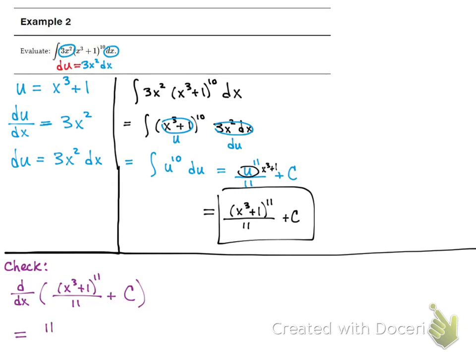First of all, we take the derivative of the outside function, which will give us 11 as a coefficient, but we still have the 11 we're dividing by, times x cubed plus 1 to the 10th power, times the derivative of the inside function, which would just be 3x squared. And of course, the derivative of c is just equal to 0. So then this will just give us 3x squared times x cubed plus 1 to the 10th power, which is exactly what we started with underneath the integration symbol up here. So that means that our solution is correct. So our answer checks out.